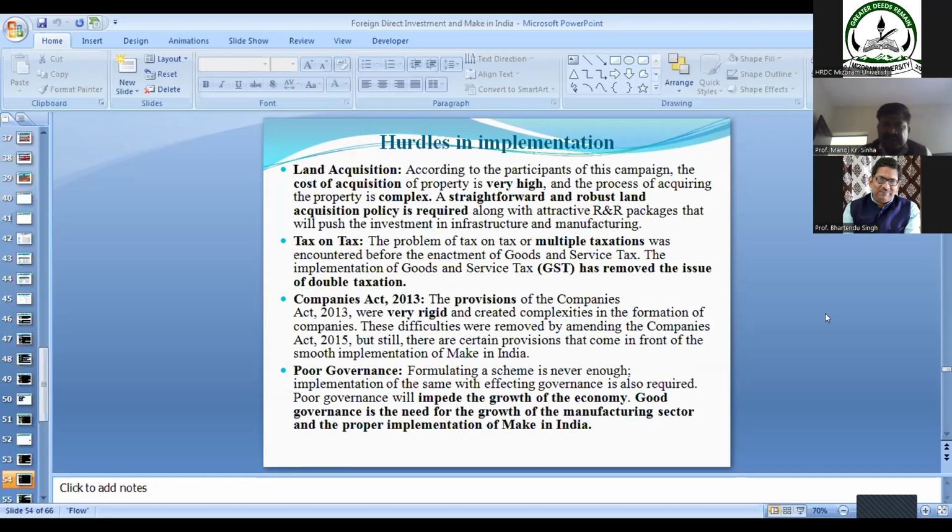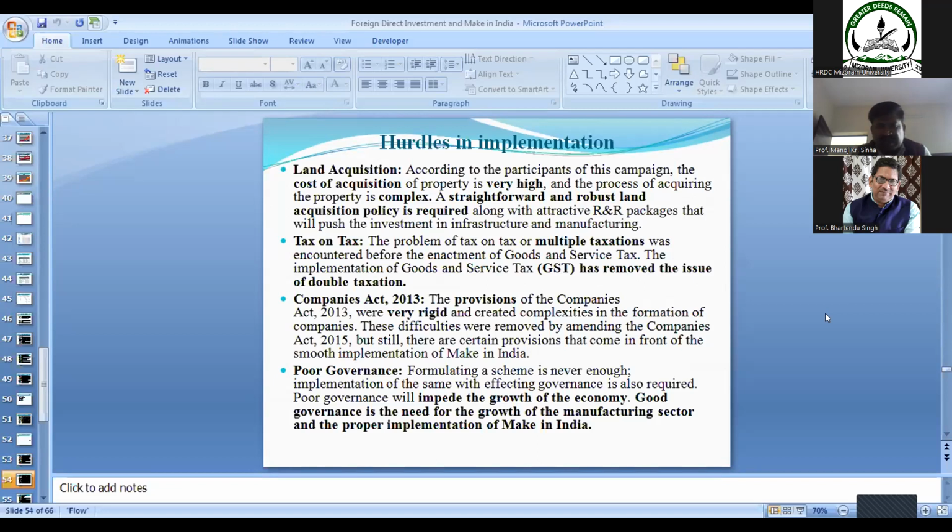Tax and tax, double taxation. Before GST, in India there were a number of taxes, that is, tax on tax. But with the implementation of the Goods and Services Tax, this tax on tax has been removed, and the problem of double taxation has been removed.